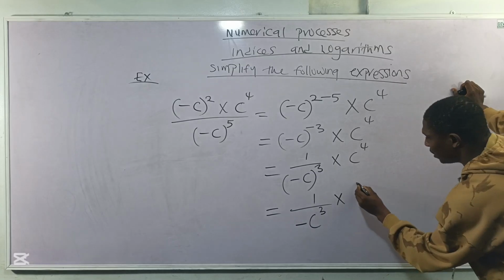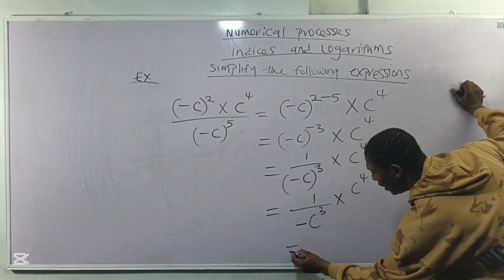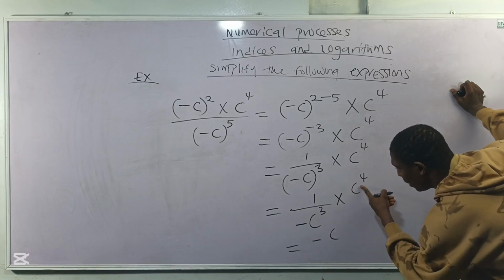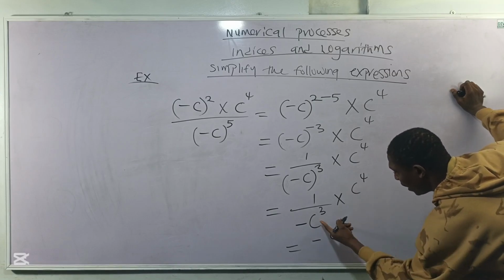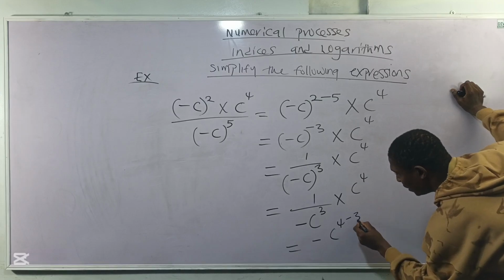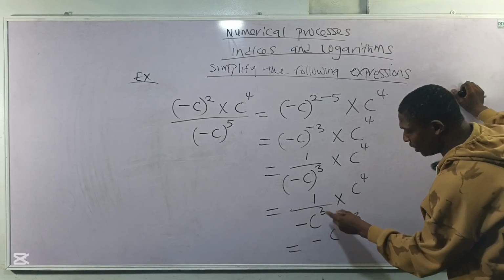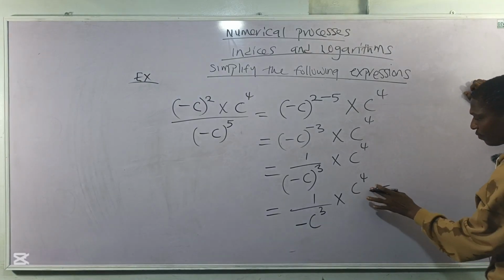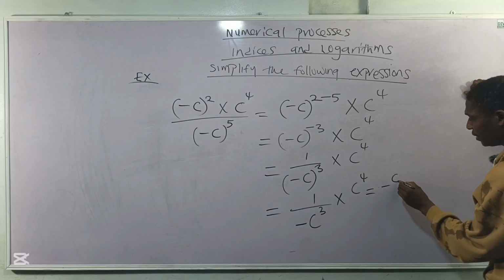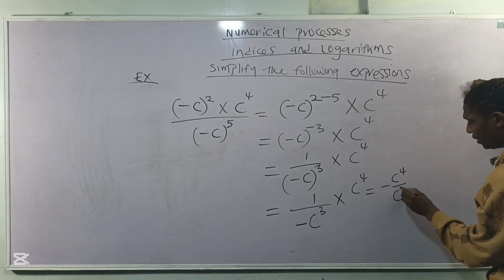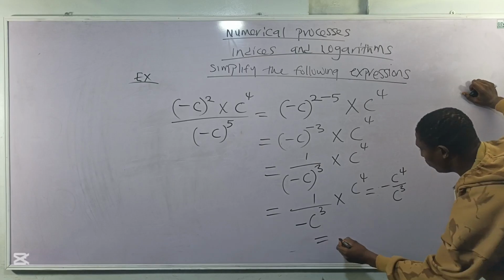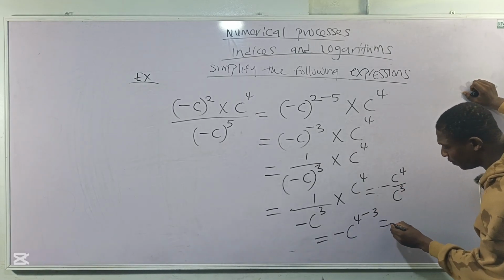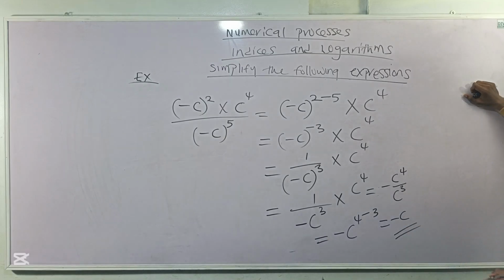I'll have my times c raised to power 4, and I'll have minus c. Pick one now. I can pick one c raised to power 4 and negative 3, negative 3 because of the division sign. Or let me write it out so you can understand. This will give me negative c raised to power 4 all over c raised to power 3. And this will become negative c raised to power 4. Division sign is minus 3, giving me minus c as my final answer.